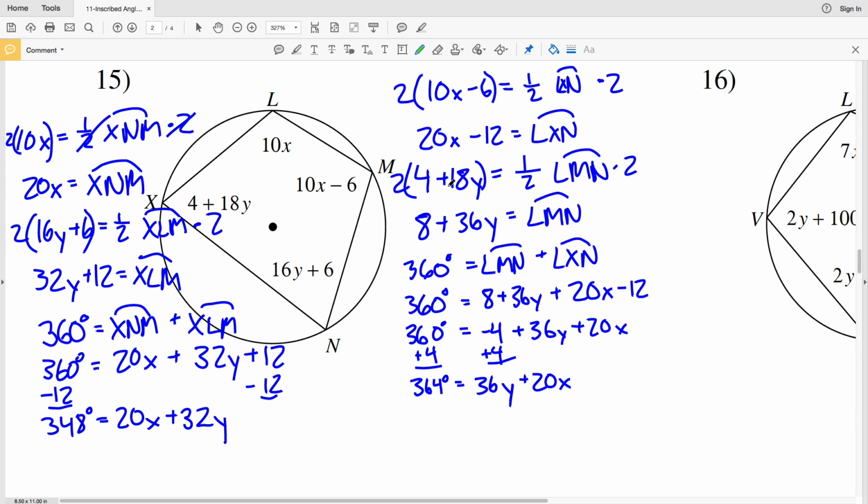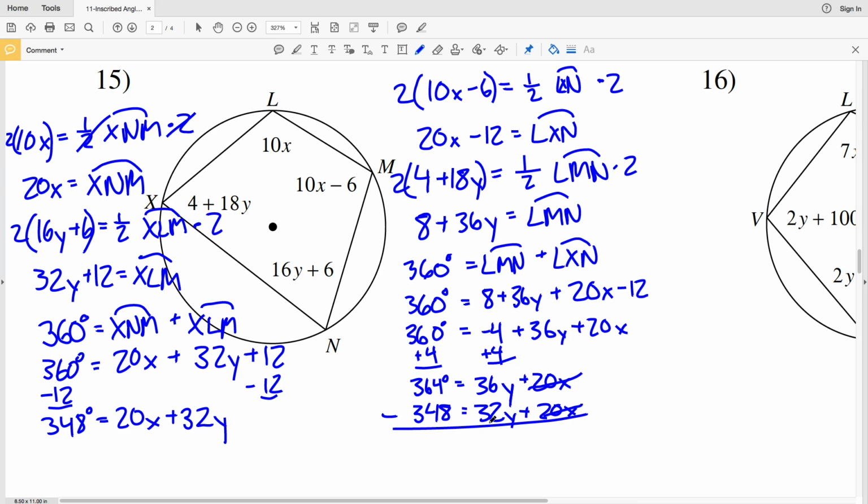Now one way I can do this is I can solve one equation for a variable. Let's say I solve this equation for x, and then once I get that in terms of x, I'll plug that in for x, and then solve for y, and then plug y in to get what x is equal to. However, since I have 20x in this equation and 20x in this equation, if I subtract the equations, they will cancel out. So 364 minus 348 equal to 36y minus 32y.